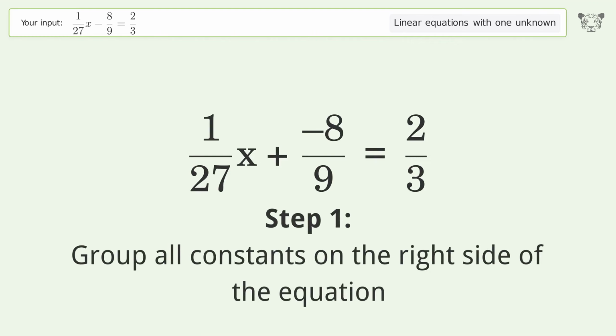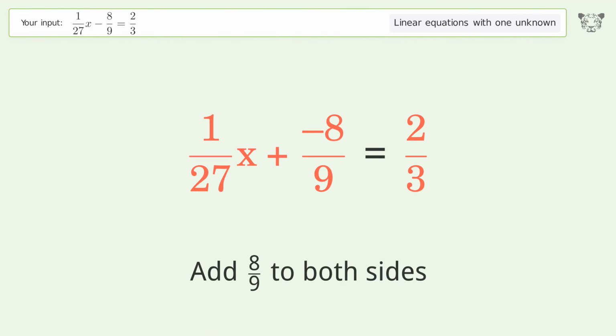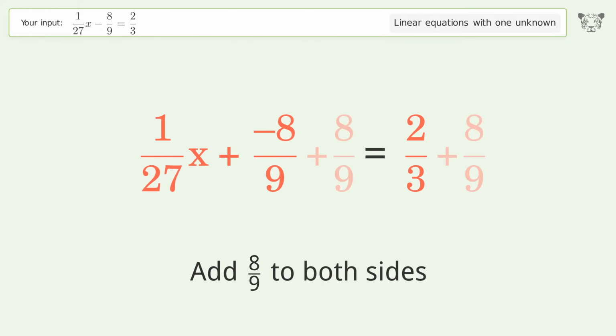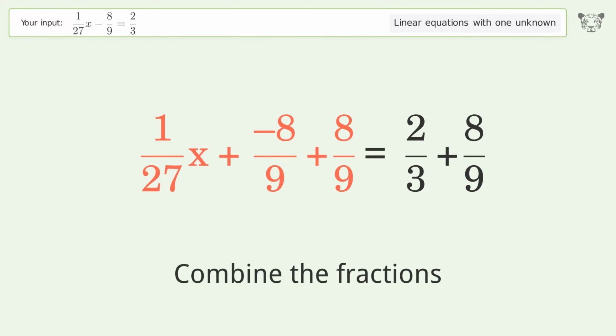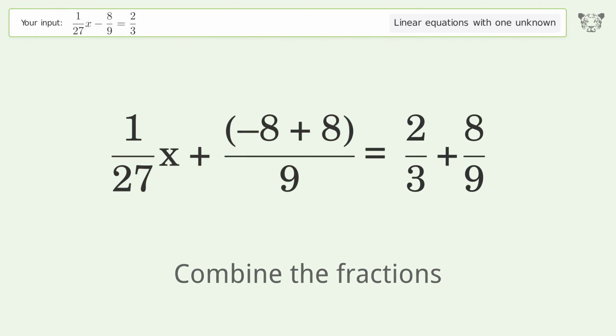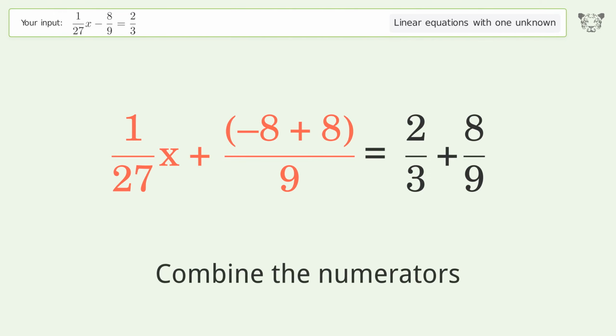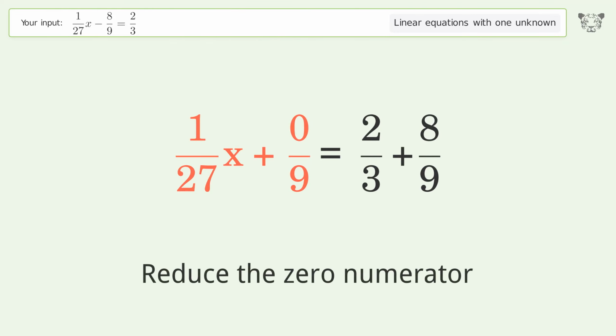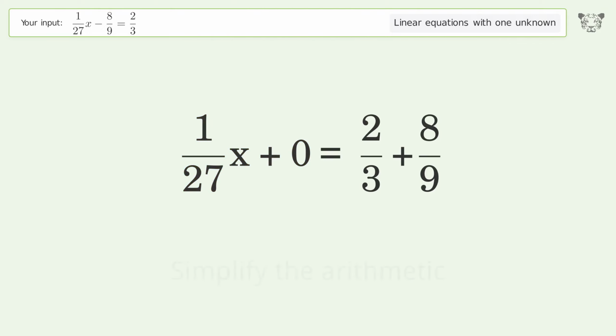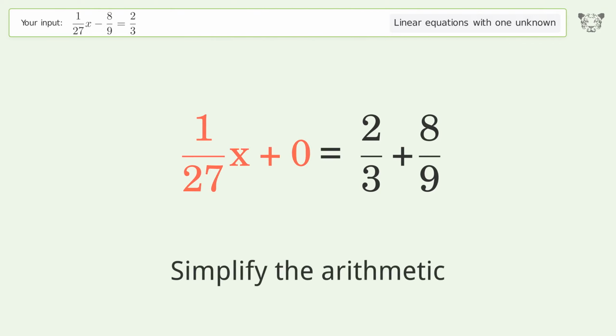Group all constants on the right side of the equation. Add 8/9 to both sides. Combine the fractions. Combine the numerators. Reduce the zero numerator. Simplify the arithmetic.